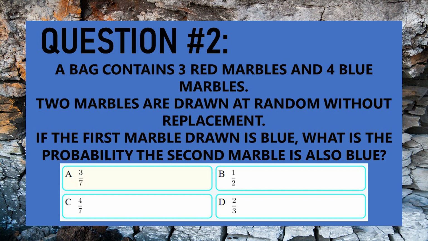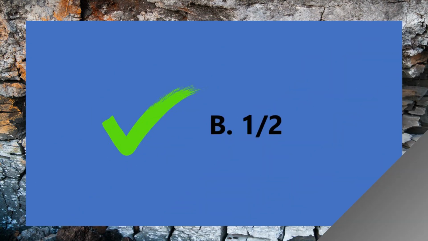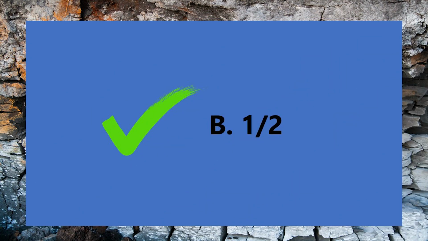Letter A, 3 over 7. Letter B, 1 over 2. Letter C, 4 over 7. Or letter D, 2 over 3. And the correct answer is letter B, 1 over 2.